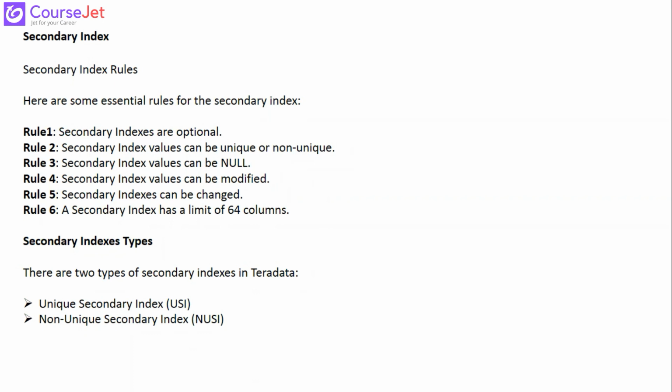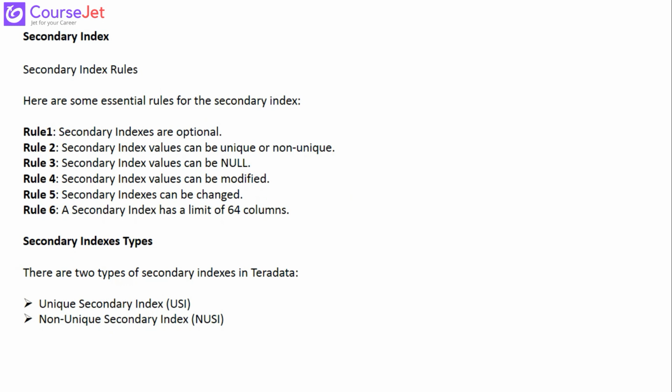And secondary index values can be modified. In that case, we can drop and recreate with a new index, but that is not the case with the primary index. Once a primary index is created, it should stay. If a primary index has a null value, then it won't accept it, right? Yes.